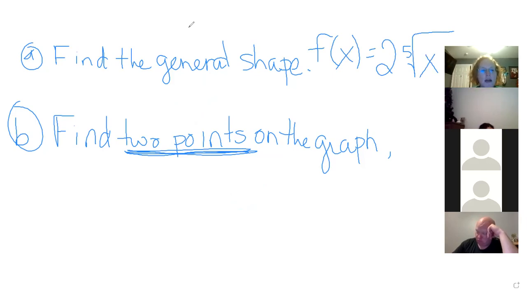All right, now remember, A and B never change. Find the general shape, find 2 points on the graph. Okay, so first thing we're gonna do is we're gonna go back over here to my little cheat sheet. So give me a second, I'm gonna flip back over here.